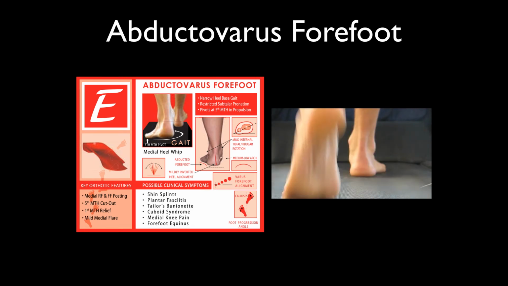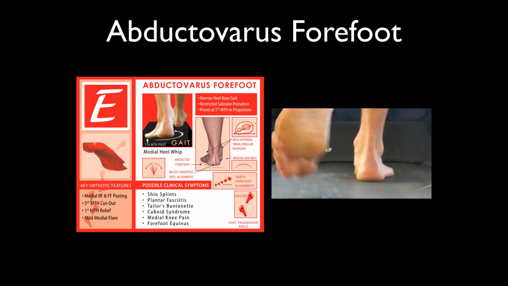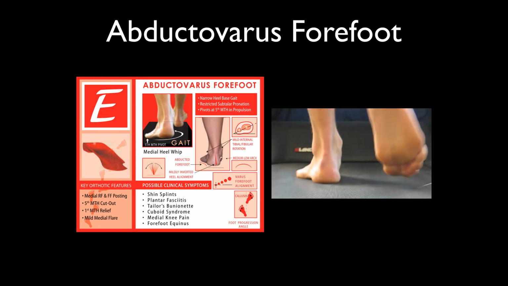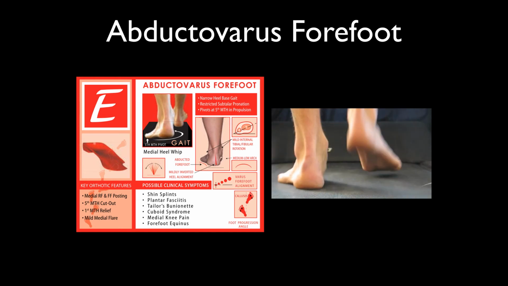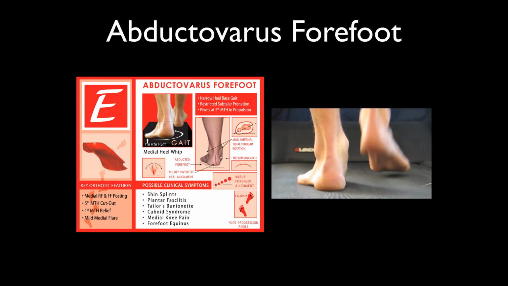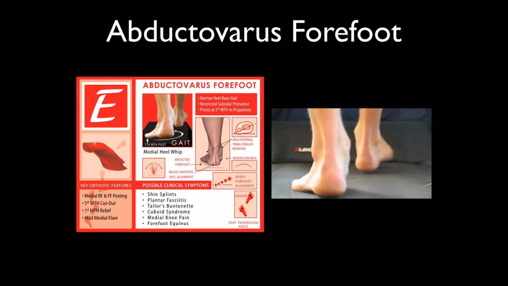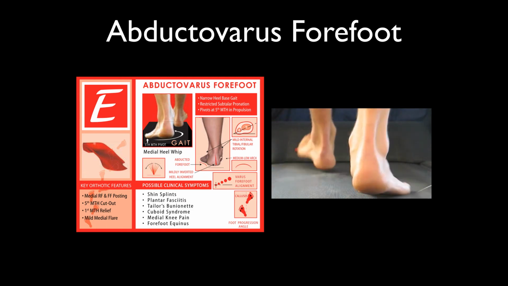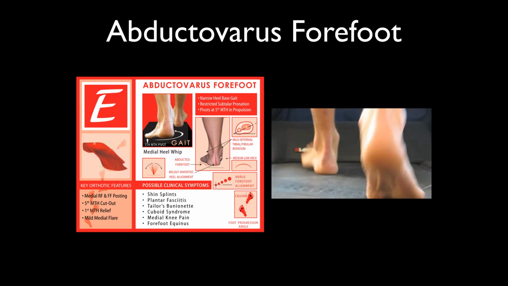Abductovarus forefoot. One of the more common foot structures, the abductovarus forefoot displays a medium to low arch, mildly everted rear foot, a mild tib-fib internal rotation, forefoot varus, and a positive toe sign. The toe sign meaning that the majority of the toes can be seen on the lateral aspect of the foot.